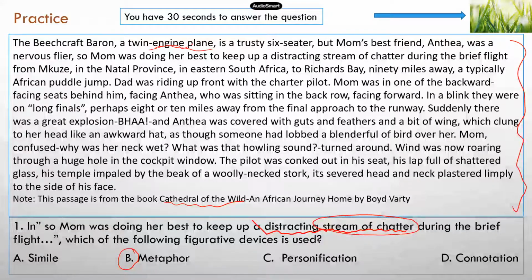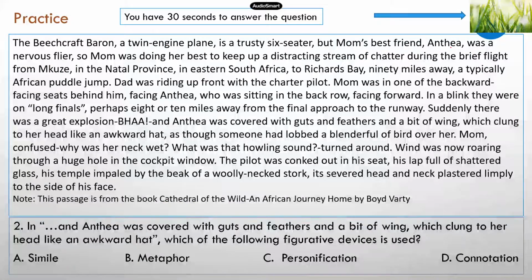So besides the author and his parents, his mom's best friend, Anthea, was also on the plane. But Anthea obviously was a nervous flyer, right? So mom had to keep her distracted by constantly talking to her. That's what the stream is used to describe, right? Using that metaphor. So correct answer is B. Next question.